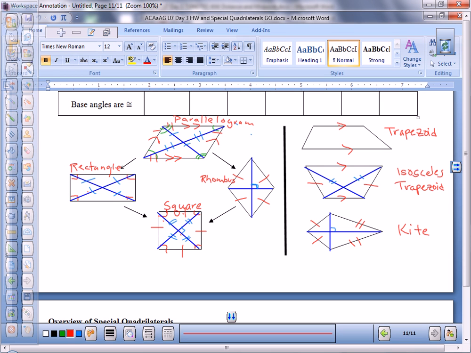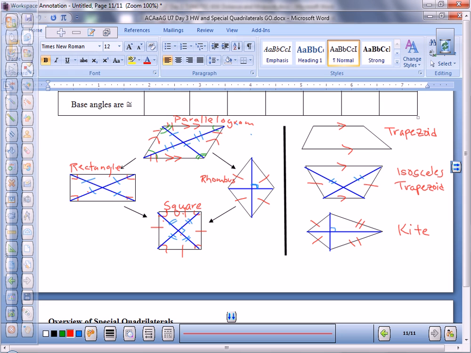And the last one is a square. And everything that's true about the parallelogram and the rectangle and the rhombus is true about the square. So everything from either of the others is true about the square.